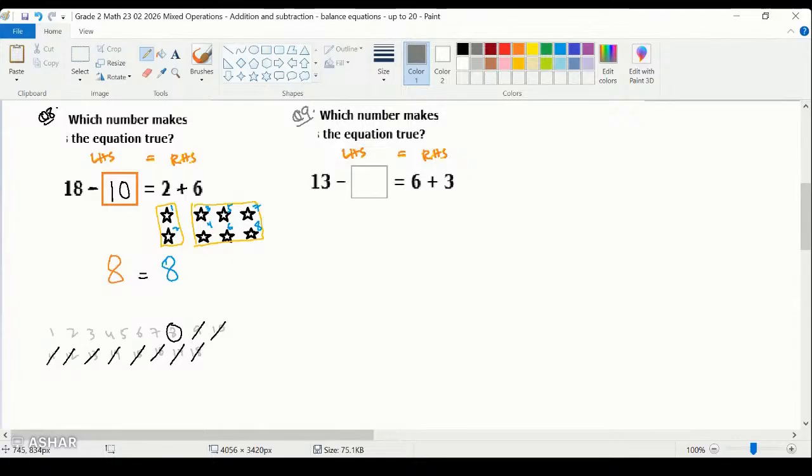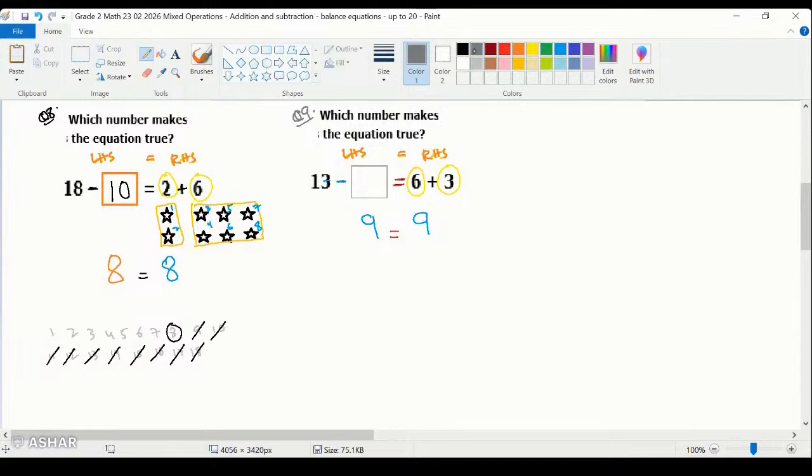Question number 9. What is 6 plus 3? In the previous question, we did 6 plus 2, right? 2 plus 6. Now this is 6 plus 3. 6 plus 3 means 6, 7, 8, and 9. 6 plus 3 is 9. Then how much should we subtract from 13 to get equals to 9? To make it equal to 9?